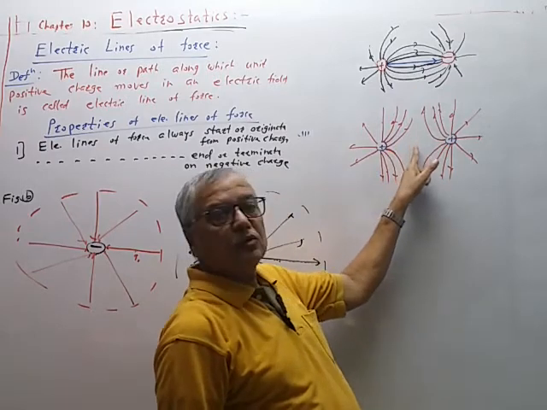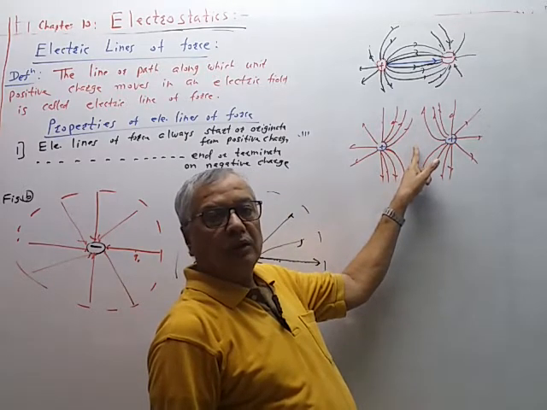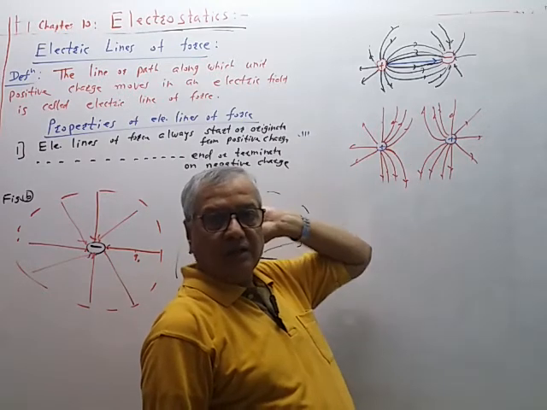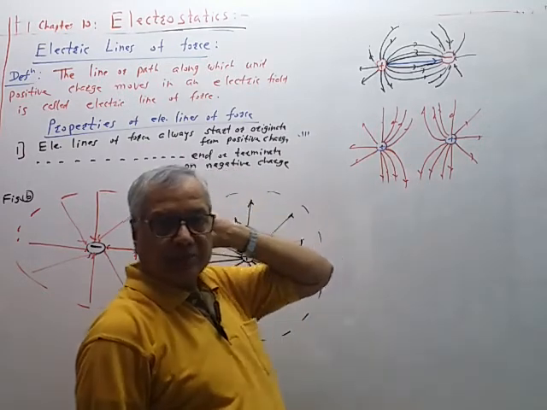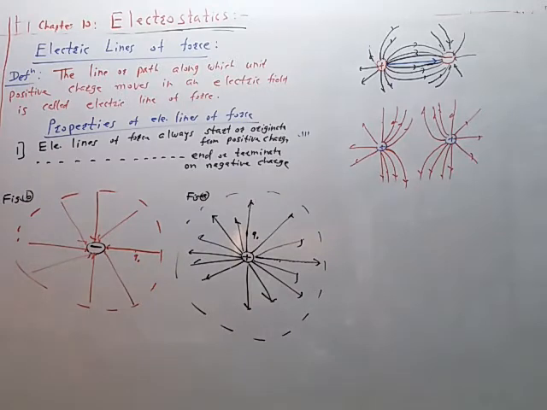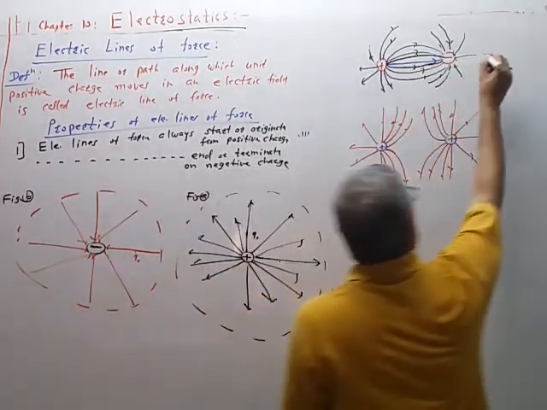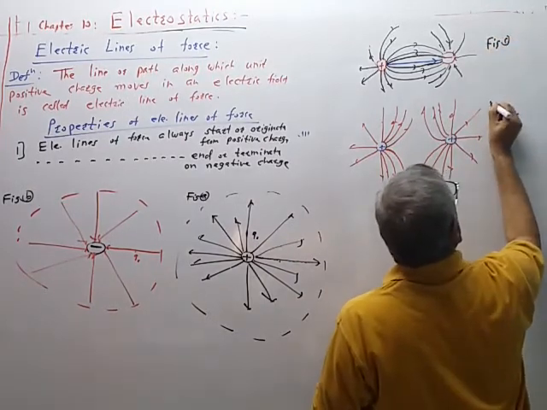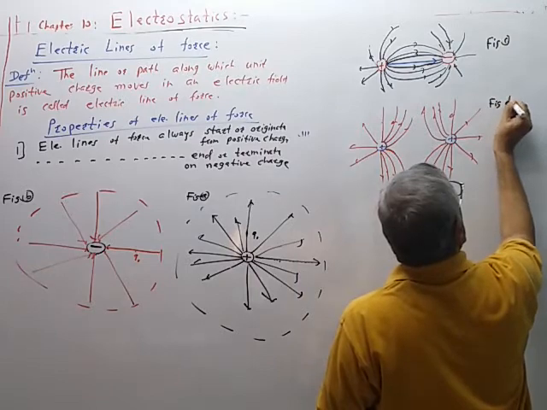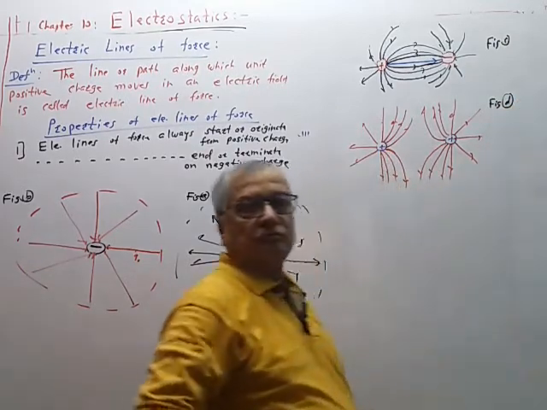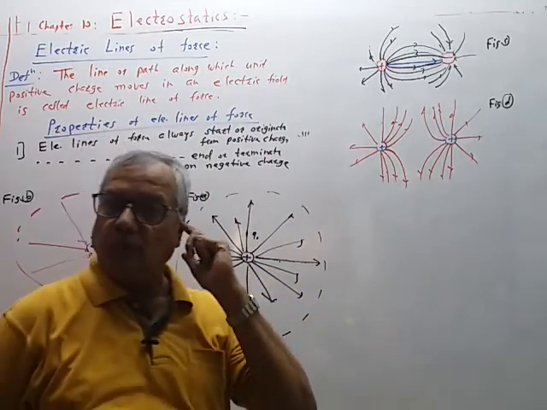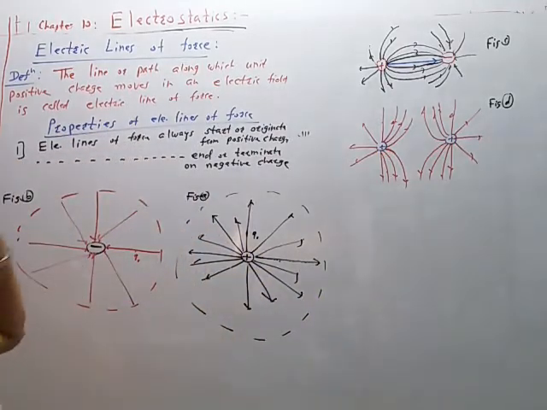In this region, there are zero electric lines of forces present. Why? We can explain this also by mathematics. So these are the patterns: figure A, figure B, figure C, figure D. All these figures are given in our notes also. So now we can explain the addition property.